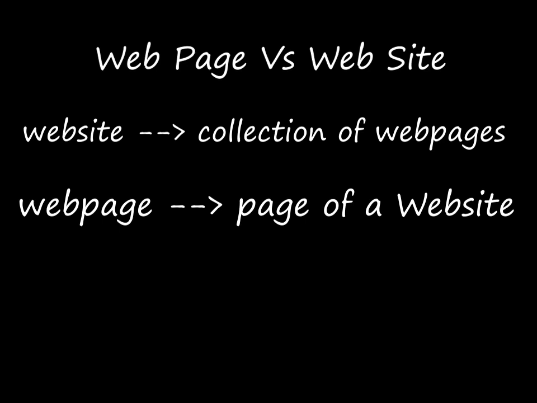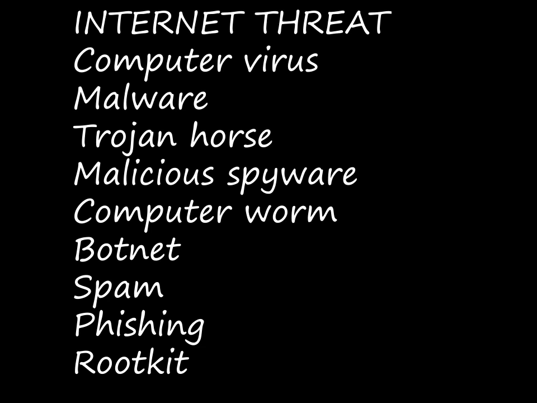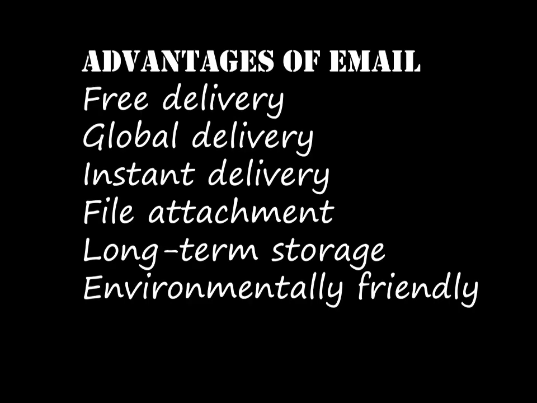So we have seen about web pages, websites, browsers, and the familiar internet browsers also, right? Google Chrome, Mozilla Firefox, Internet Explorer, Safari and others. Before that, we saw internet threats, including computer virus, malware, Trojan horse, malicious software, computer worm, botnet, spam, phishing, rootkit, right? Before that, we saw what is sent in email, and then the advantages of email. What are the advantages of email? Free delivery, global delivery, instant delivery, file attachment, long-term storage, environmentally friendly, right?